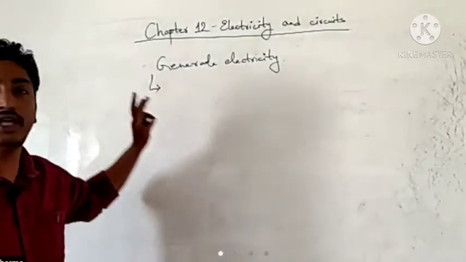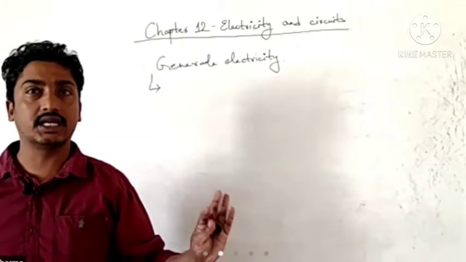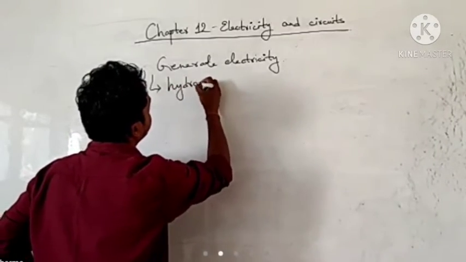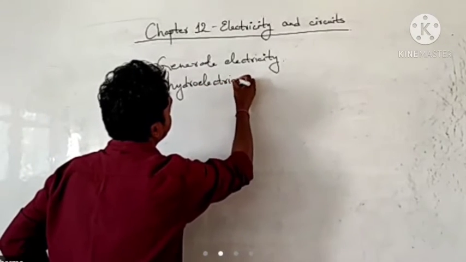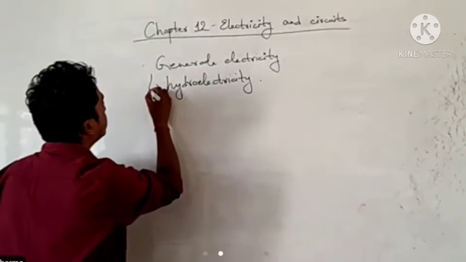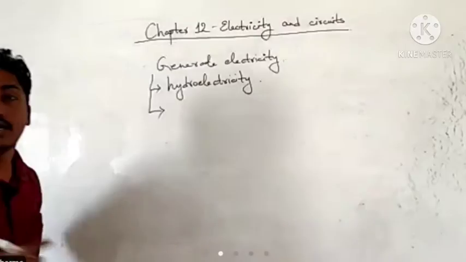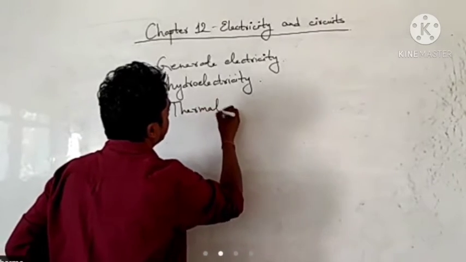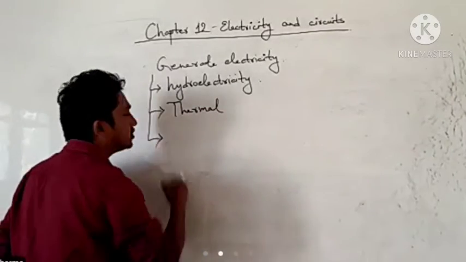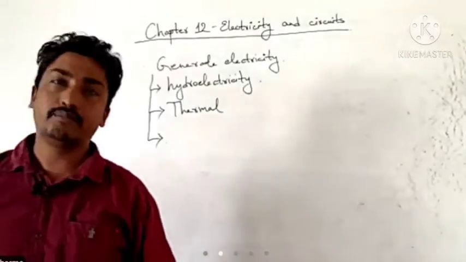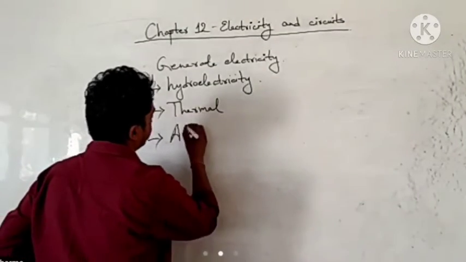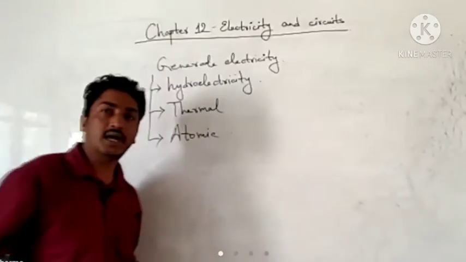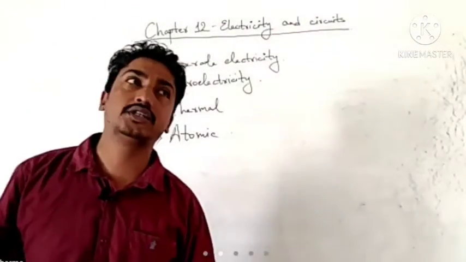For generating electricity, we need a power plant. So we have three power plants basically. The first is the hydroelectric power plant. Second one was the thermal power plant, and the third one was the nuclear power plant, or you can say atomic power plant.